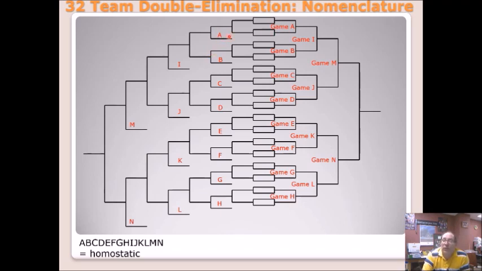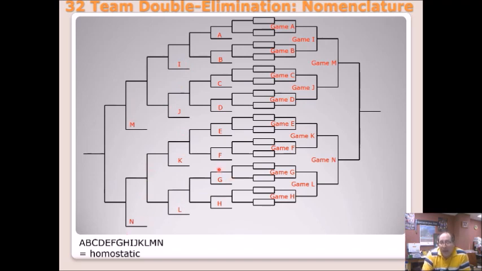And so if the loser of A comes into this position, and so that will be an A here, and so then we can start at the top and look down. The loser's bracket setup is going to be A, B, C, D, E, F, G, H. And then we go to the next round, I, J, K, L, and then to the final round, M and N.